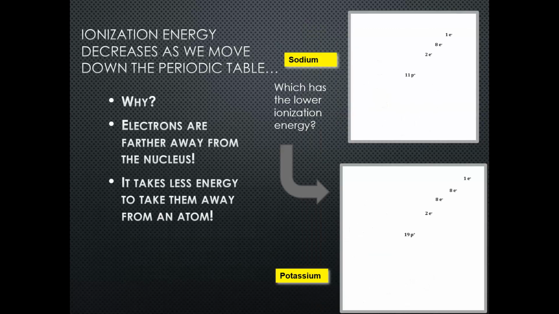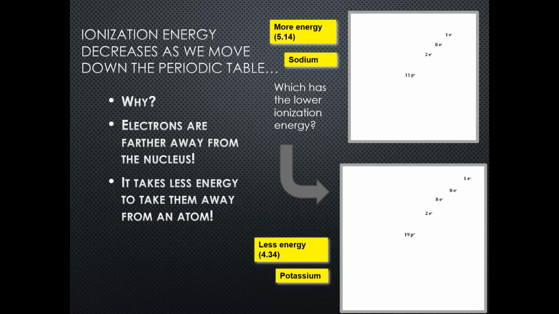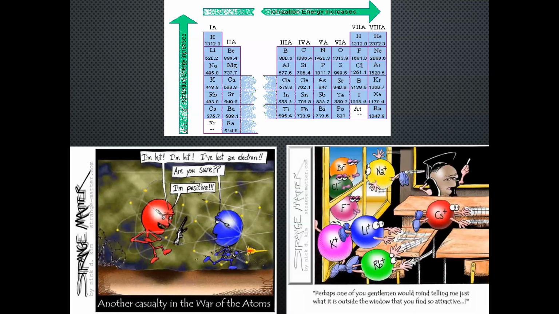Now, if I look at sodium versus potassium, and apparently my rings have disappeared here, but humor me, which one do you think is going to have the lower ionization energy? If your electrons are farther out, it's going to take less energy to steal them. So potassium is going to be easier to steal from than sodium. So the ionization energy is going to increase as we move up the periodic table and as we move to the right on the periodic table.